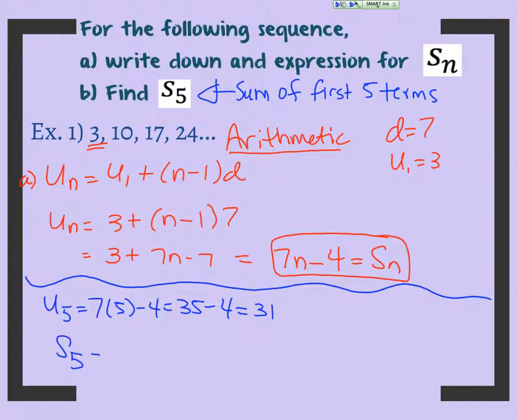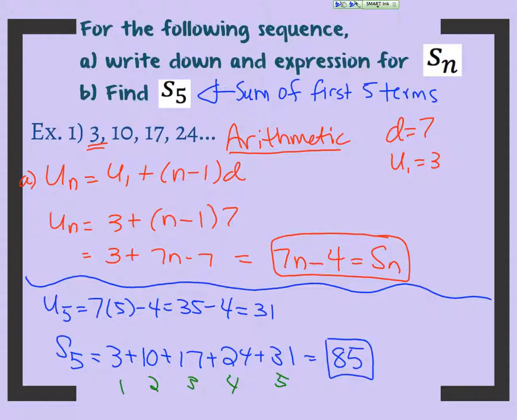Then to find the sum, I have to add these all up. So I have to do 3 plus 10 plus 17 plus 24 plus 31. So these are the first 5 terms. First term, second term, third term, fourth term, and 5th term. I'm adding up the first 5 terms to get my series. And I end up with 85. So that's for part B. S sub 5 is 85. So we have to add all of those up, the first 5 terms.